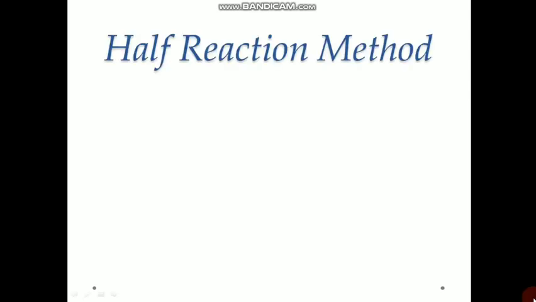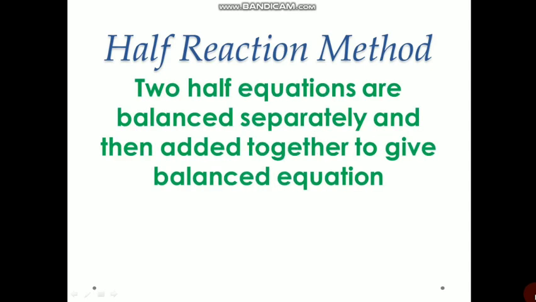So, the half reaction method. In this, two half equations are balanced separately and then added together to give a balanced equation. In the oxidation number method, we considered the whole equation and balanced it by adding whatever is needed on both sides. In this, we will separate the whole reaction into two parts, the reduction part and the oxidation part, and we will balance both of them, and finally add them together to get our net equation. That's what the half reaction method is all about. And we will discuss an example.